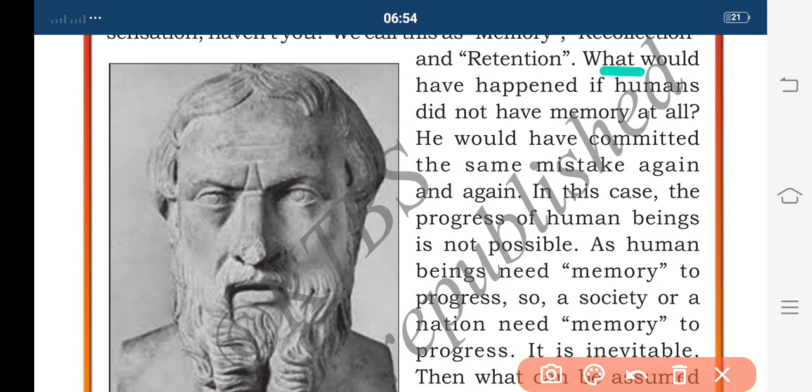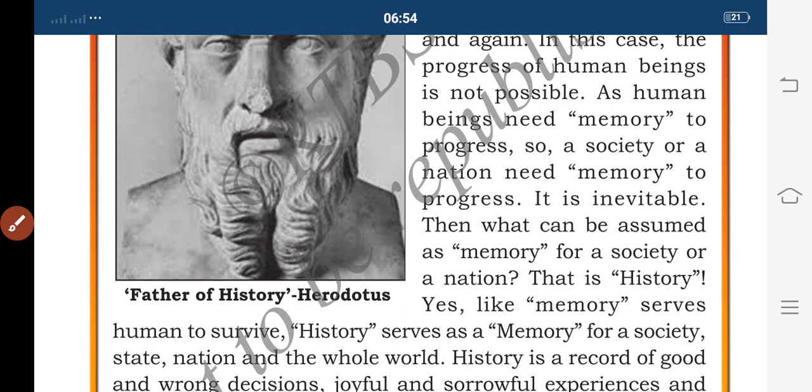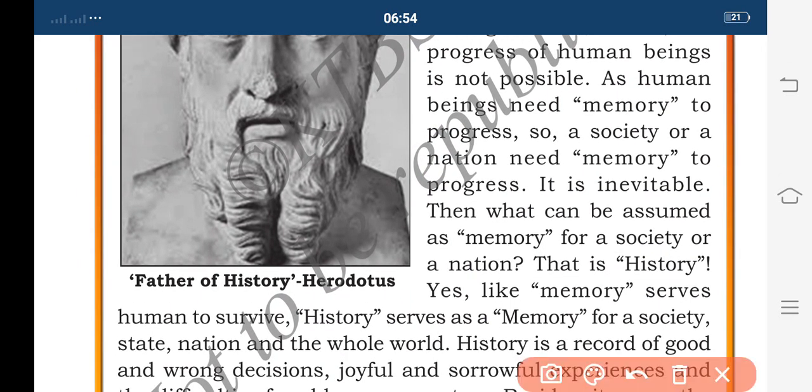Next, what would have happened if humans did not have memory at all? He would have committed the same mistake again and again. In this case, the progress of human beings is not possible, as human beings need memory to progress. So a society or a nation needs memory to progress. It is inevitable. And then, what can serve as memory for a society or nation? That is history. Understand?